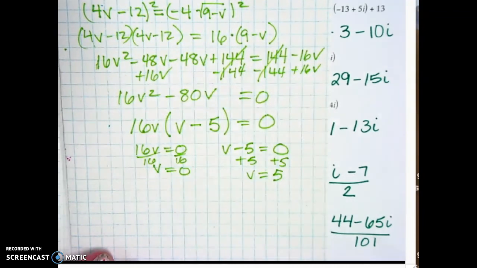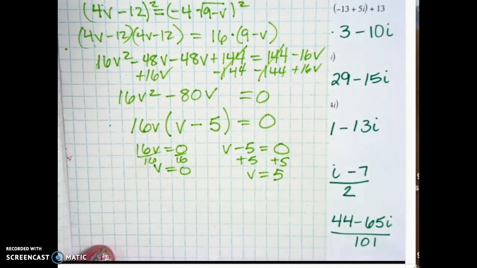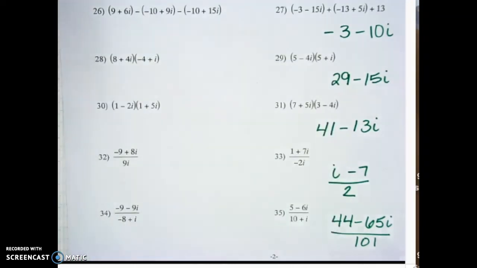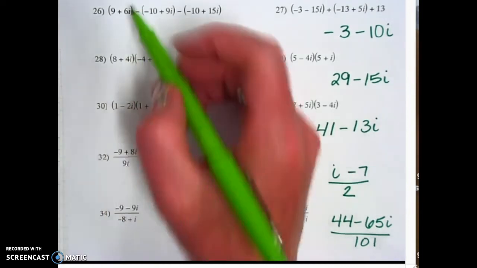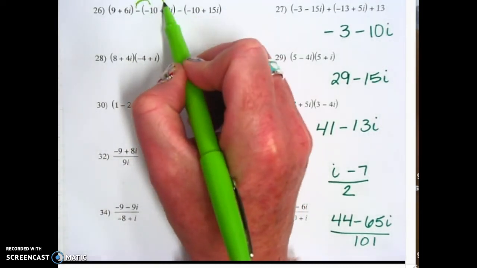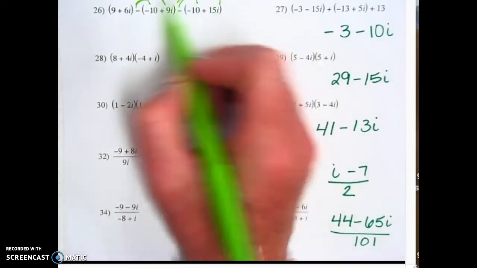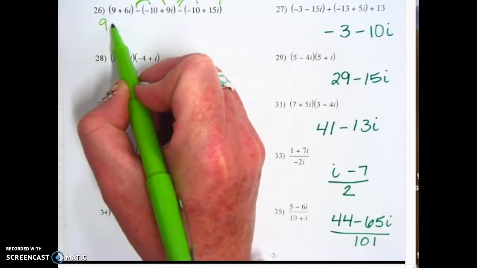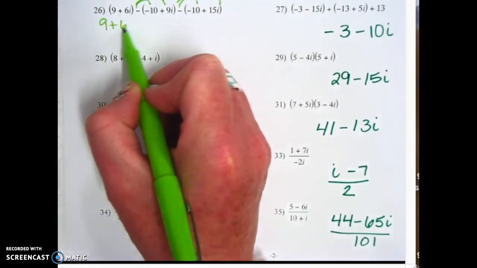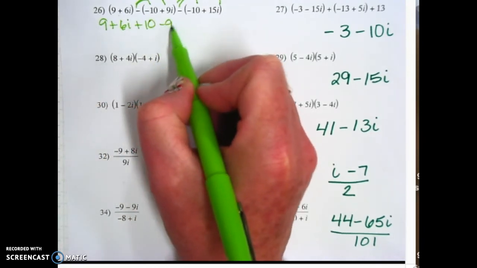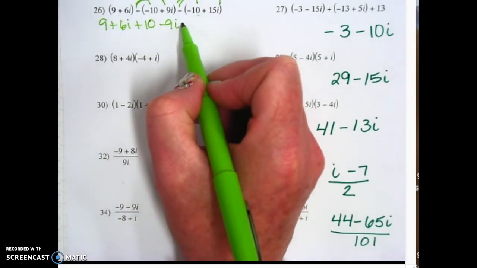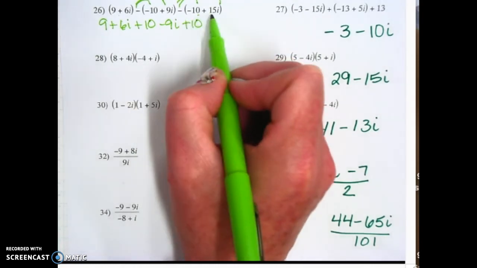That one's too long. All right. Looking at number 26. So 26, we're just looking for like terms, and we're looking to distribute the negative here and here, and this negative here and here. So the first binomial I'm going to leave at 9 plus 6i. Second one I'm going to distribute to get plus 10 minus 9i. Distribute to get 10 and negative 15i.